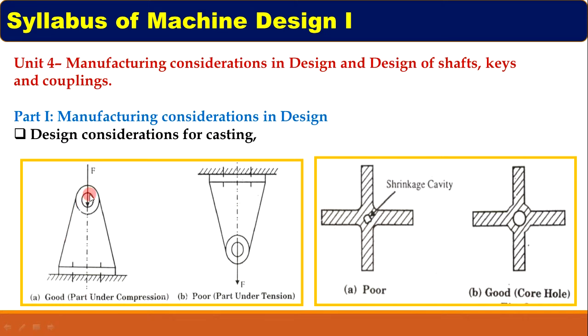For example, in this picture I have shown one component produced by casting process, and I have applied the compressive load. If this compressive load is applied to this cast component, it will not fail. It can sustain this compressive load because the cast components are good under compression. But if the same component is subjected to tensile load, then this cast component cannot take this tensile load properly. It will fail at certain load. So we can say that this cast component gives poor performance under tensile load. So that means cast components are good under compressive load, and perform poorly under tensile load.